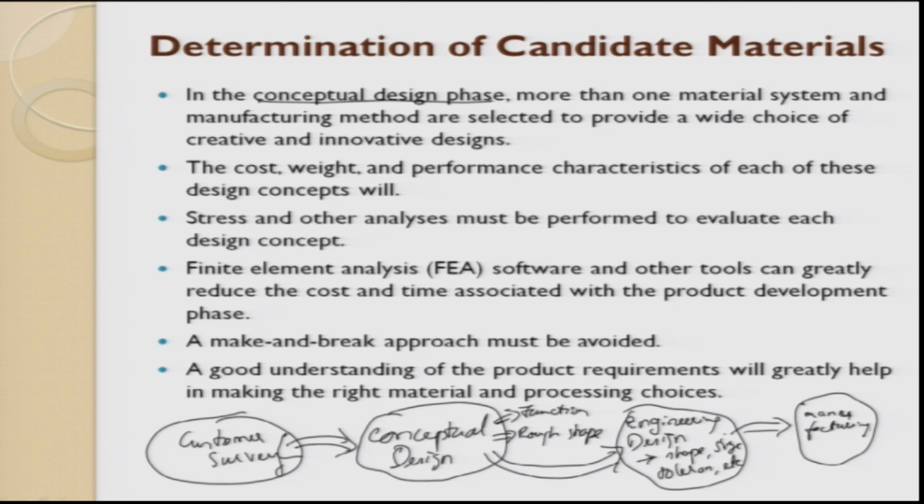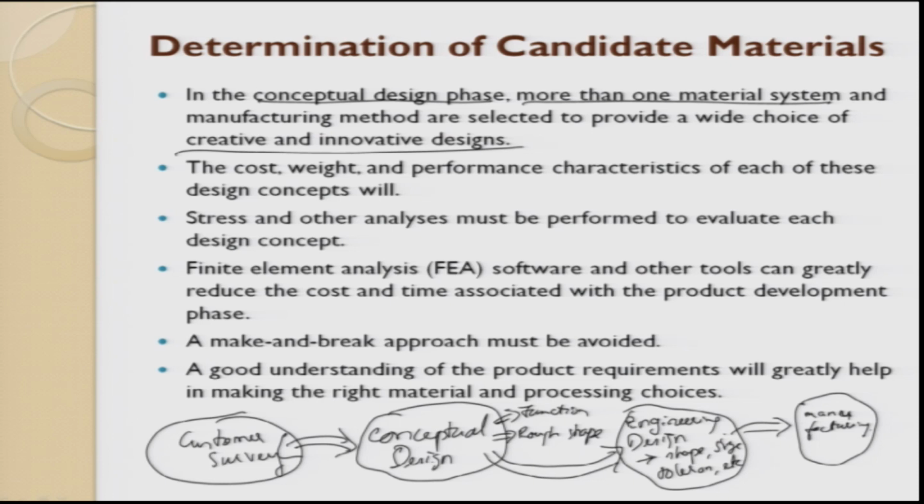Okay. So, this is how it is. Here, in the conceptual design phase, more than one material system and manufacturing method is selected to provide a wide choice of creativity and innovative design. Suppose at the conceptual stage itself you freeze only one particular product, everything, then you will not be able to go back to the customer and say, here are multiple choices, you can choose whatever you want, because the customer will always prefer to have a choice.